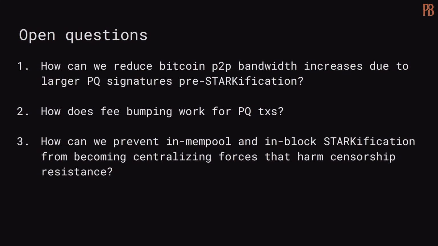How can we prevent in-mempool and in-block Starkification from becoming a centralizing force that harms censorship resistance? If there are incentives for users to, say, aggregate their transactions beforehand, maybe that creates a centralization that could affect censorship resistance, especially if the users who are doing that are paying a lower fee than the users that are not. And so it just becomes more expensive for users to deal directly with the miners.